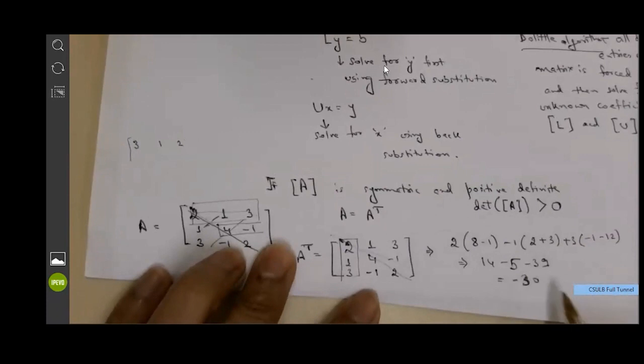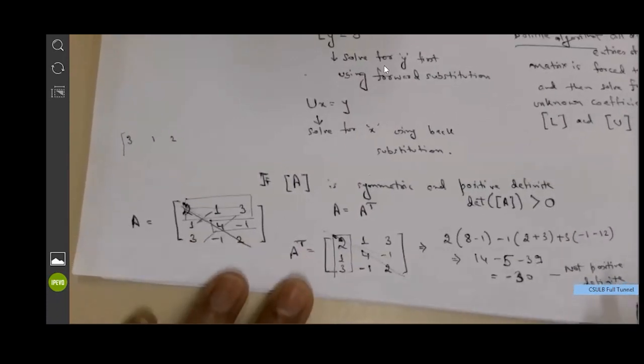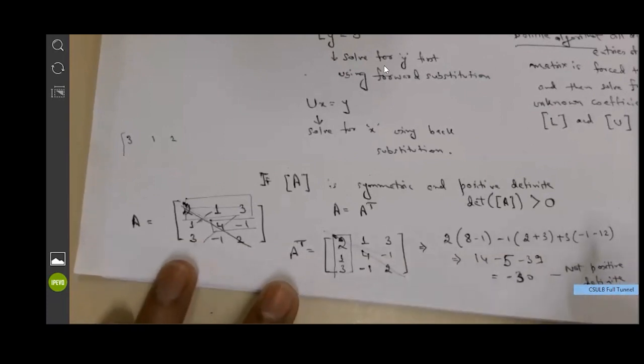So this is not positive definite. So this matrix is not positive definite. Is everybody with me so far? Yes. Okay.